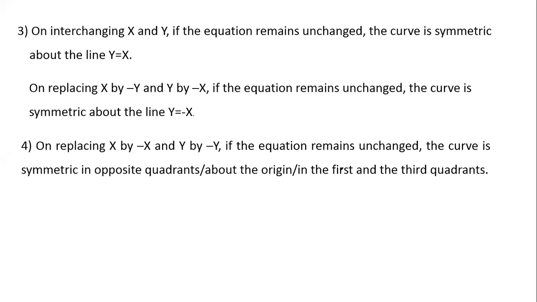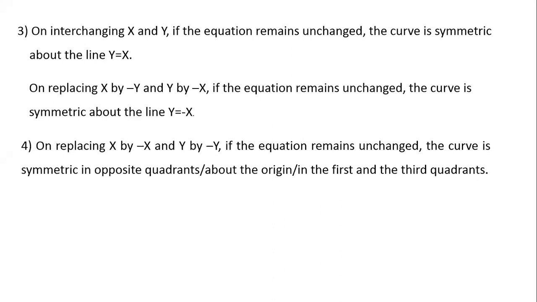Property number 4, on replacing x by minus x and y by minus y, if the equation remains unchanged, the curve is symmetric in opposite quadrants, or symmetric about the origin, or symmetric in the first and the third quadrants.